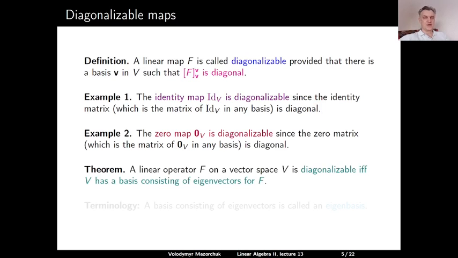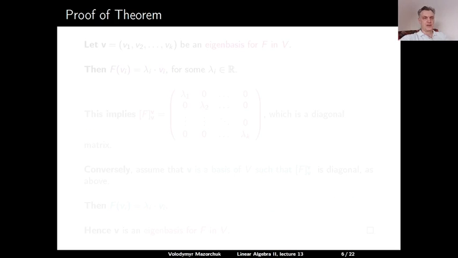So our first observation about diagonalizable linear maps is the following. Theorem. A linear operator f on a vector space V is diagonalizable if and only if the vector space V has a basis which consists of eigenvectors for our linear map f. And the terminology, a basis consisting of eigenvectors for f, is usually called an eigenbasis. Let us prove this theorem.